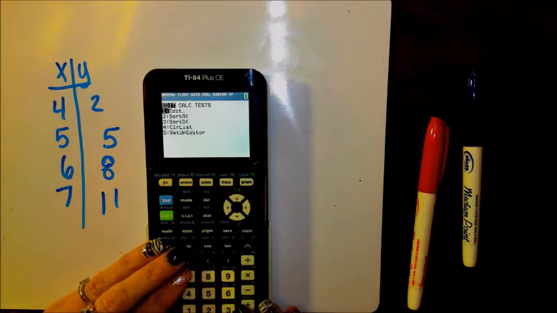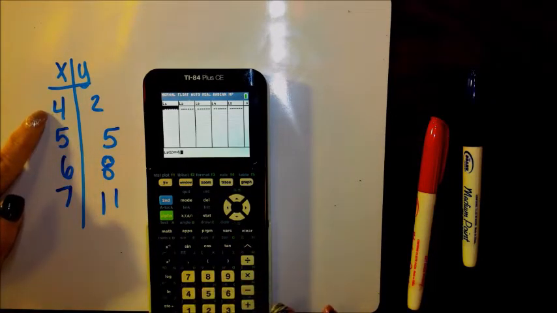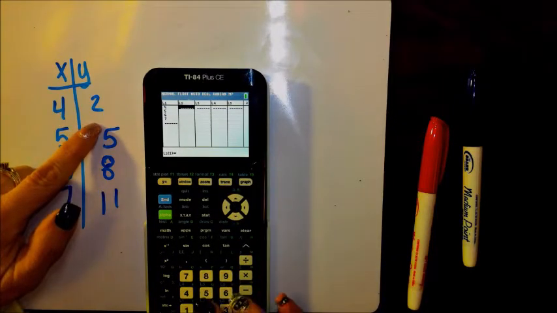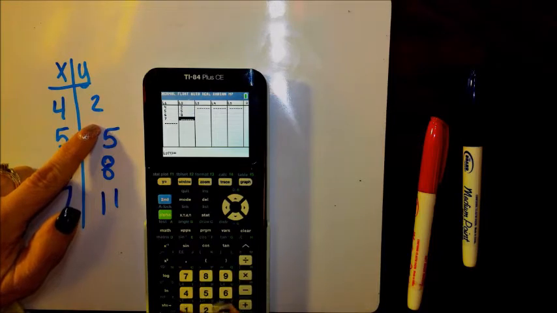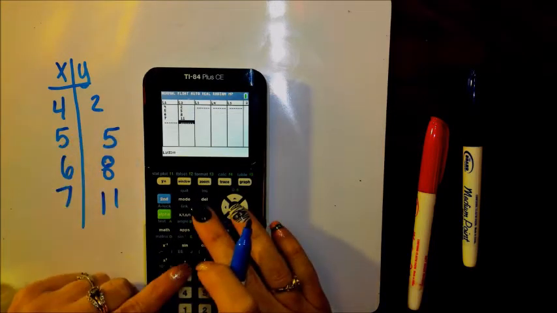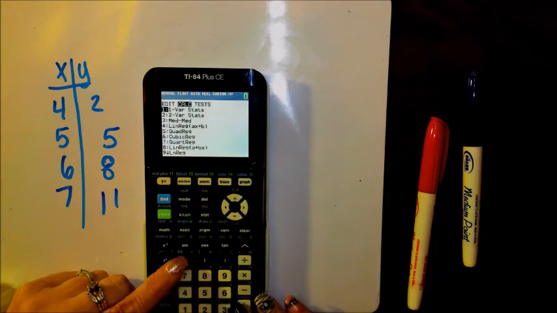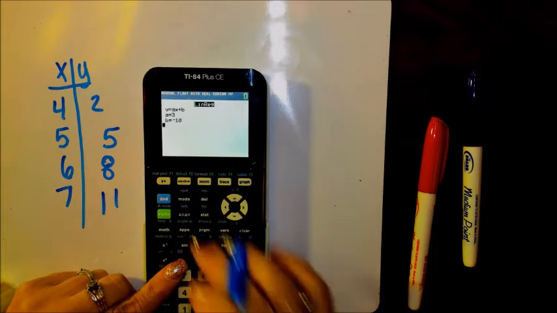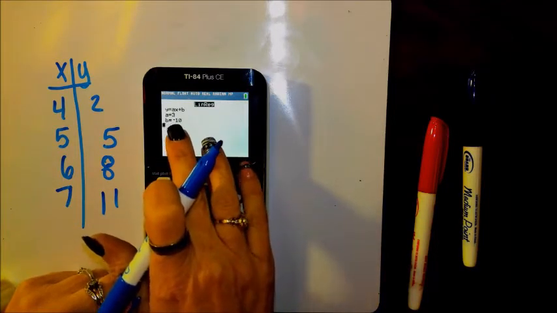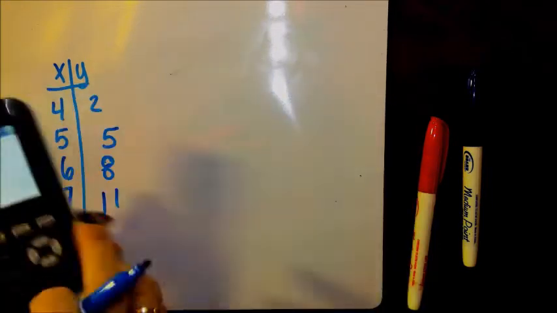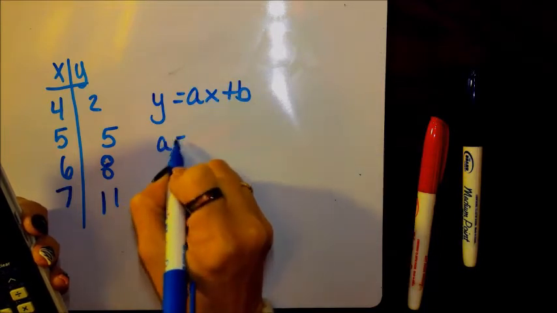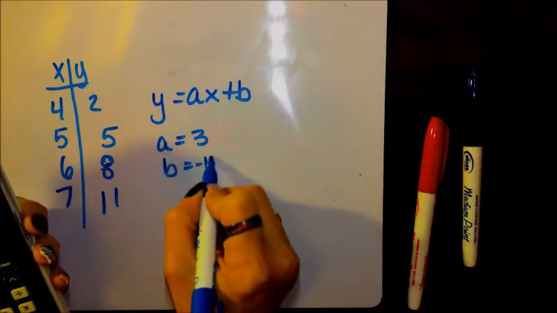So I'd go to stat, edit, and plug this in, 4, 5, 6, 7. Then over here, 2, 5, 8, 11. I'd go back to stat, calculate, number 4, we're always doing linear. Hit enter a bunch of times. So y equals ax plus b, and it gave me that a was 3 and b was negative 10.